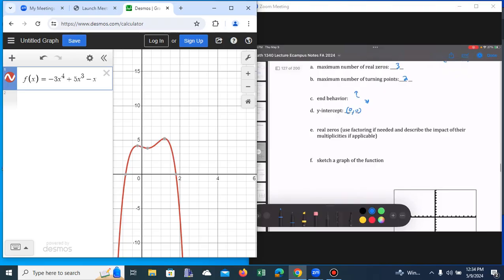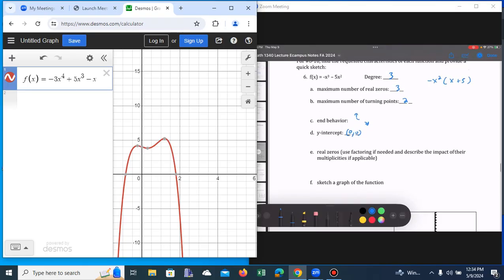So your zeros are going to be 0 with a multiplicity of 2. And it's going to be negative 5 with a multiplicity of 1. Okay, it's going to cross at the negative 5, so it crosses at negative 5, 0. And it's going to touch at the origin.